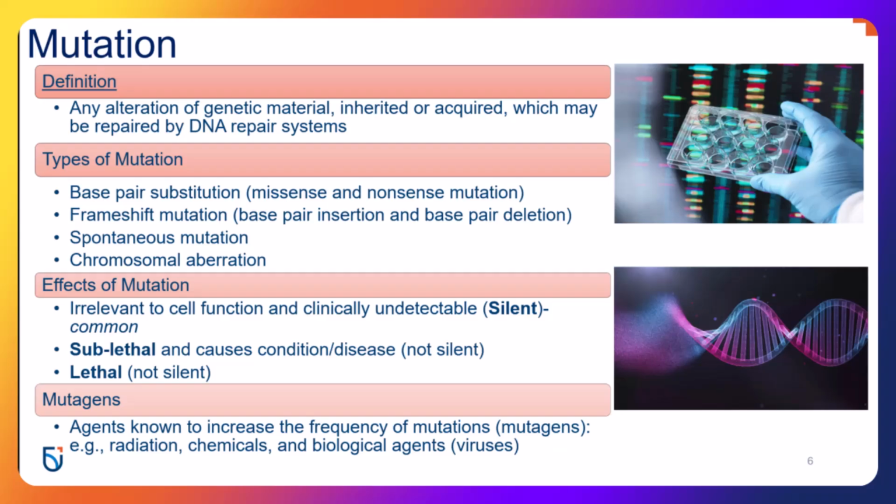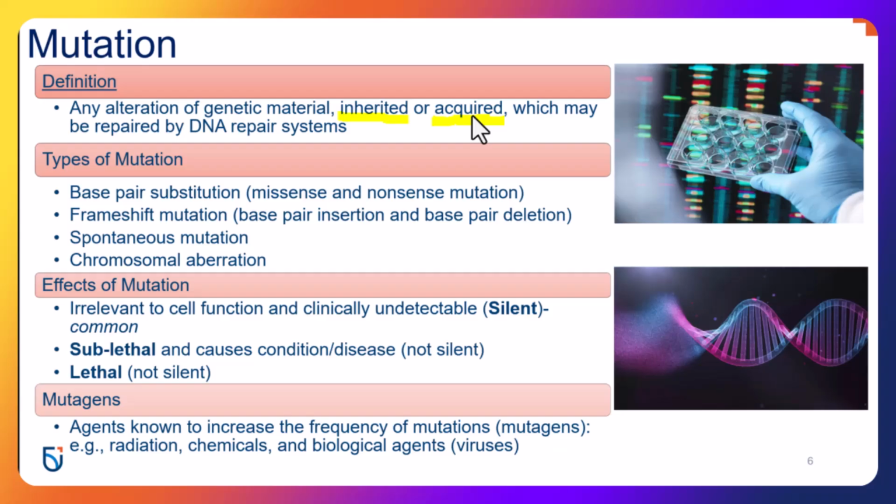So now we're going to see what happens when things don't go the way they should. We're starting to talk about mutations. A mutation is really any change in genetic material. And these changes can be things that you inherit, so you get them from your family, or they can be acquired over time based on maybe things that you're exposed to.